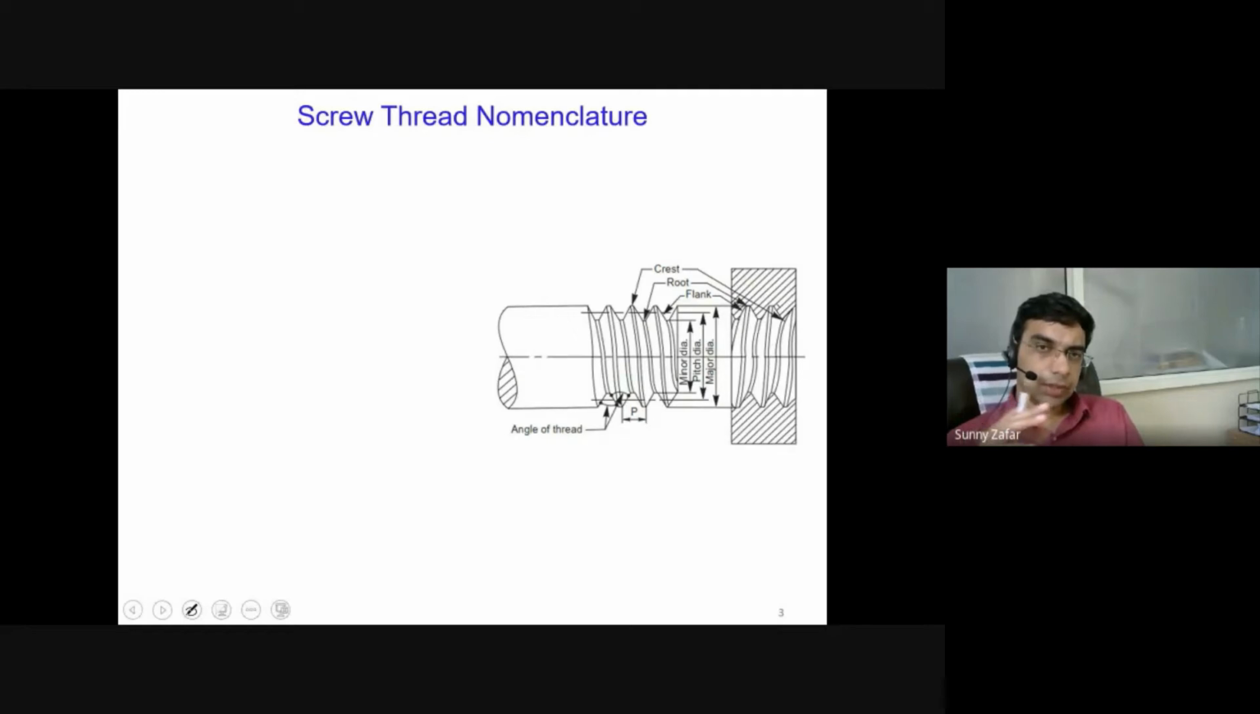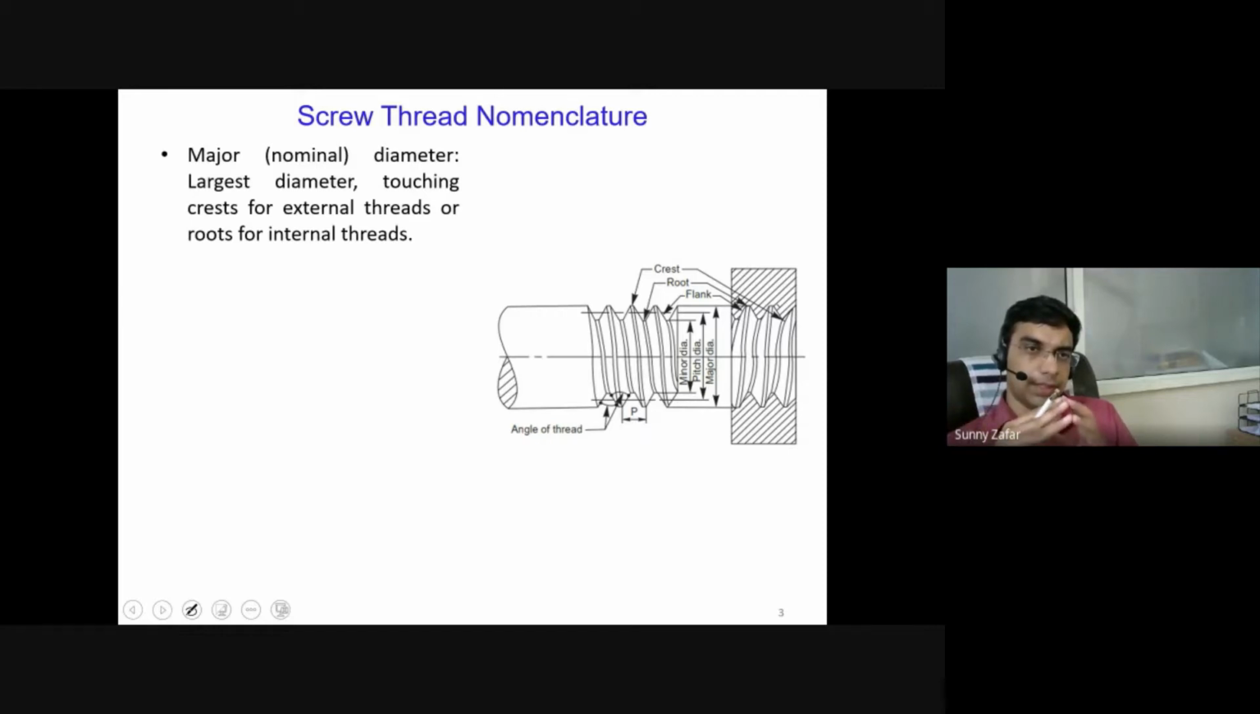Now we'll understand the nomenclature of these threaded fasteners or a screw thread, because understanding this nomenclature is very important from the perspective of drawing these machine elements, or understanding the given drawing of these machine elements. Generally these nomenclatures are empirically derived, and each and every word carries a specific meaning, and plays an important role in deciding the dimensions of any threaded fastener.